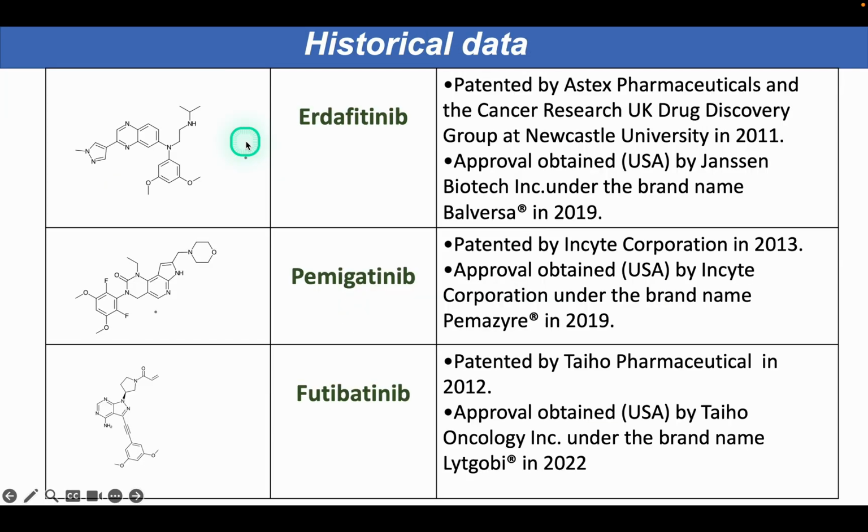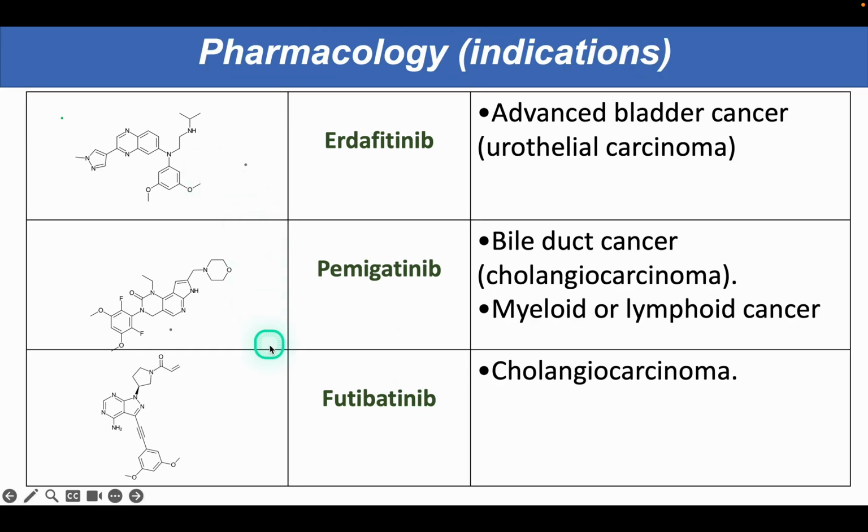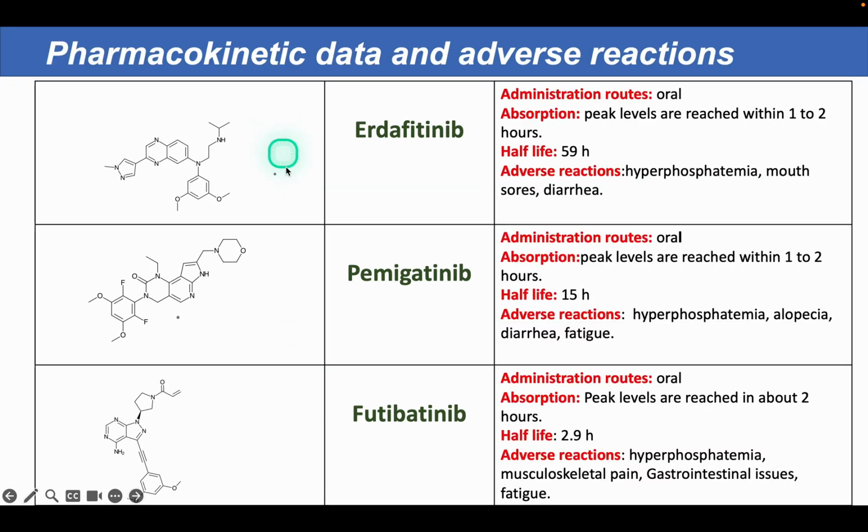The three drugs were patented in the second decade of this century. Erdafitinib was approved in the United States in 2019. Pemigatinib was also approved in the United States in 2019, and Futibatinib in 2022. The three drugs are indicated for the treatment of various types of cancer.